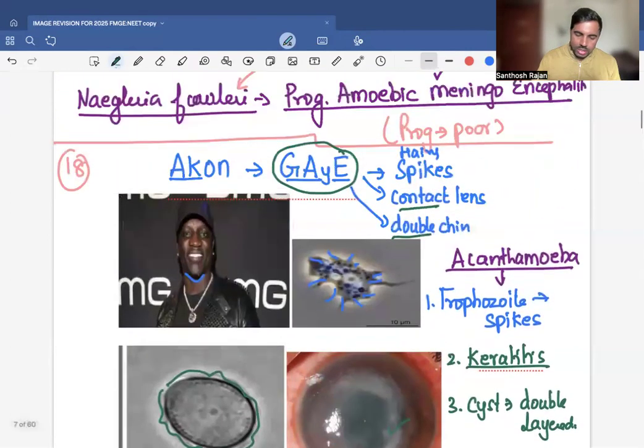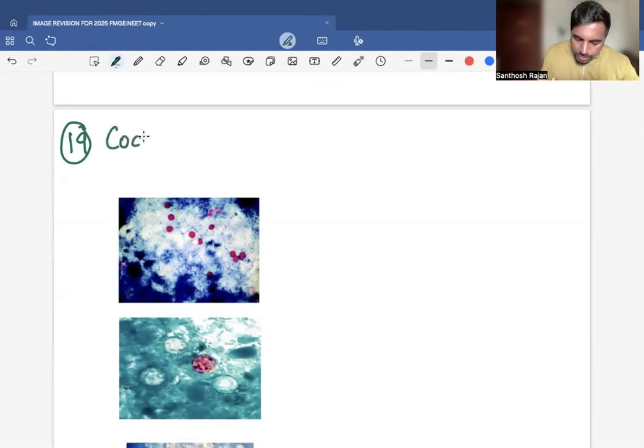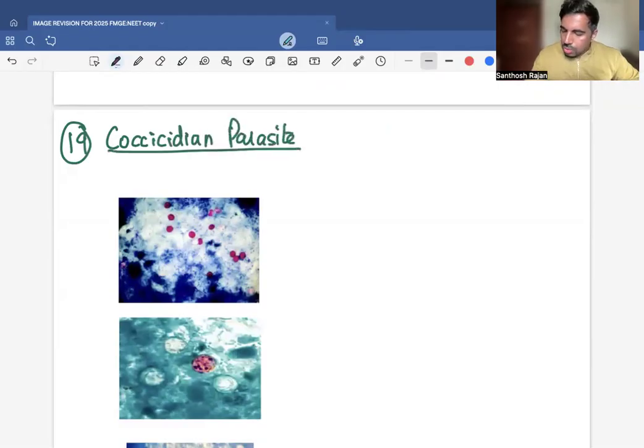Now, next one, we finished the 18. Now I'm going to 19. This picture is very, very important, you know that I don't even have to say. What is the other name for this parasite? We also call it coccidian. Coccidian parasite.